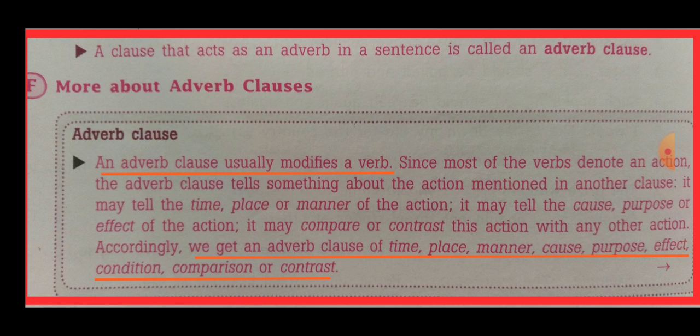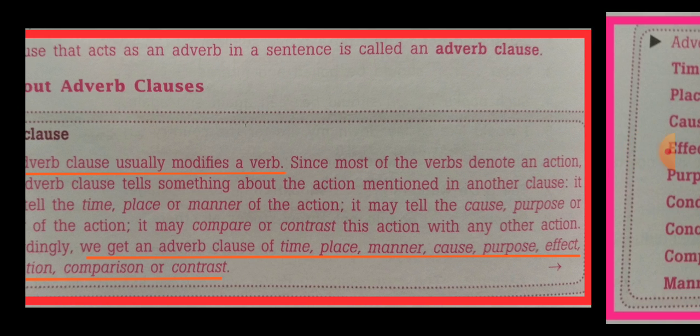Now let us learn more about adverb clauses. An adverb clause usually modifies a verb. That is the definition of adverb. Since most verbs denote an action, the adverb clause tells something about the action. It may tell the time of action, place of action, manner of action, or it may tell the cause, purpose, or effect of the action. It may compare or contrast the action with any other action. That is a use of adverb. Accordingly, we get an adverb clause of time, place, manner, cause, purpose, or contrast.